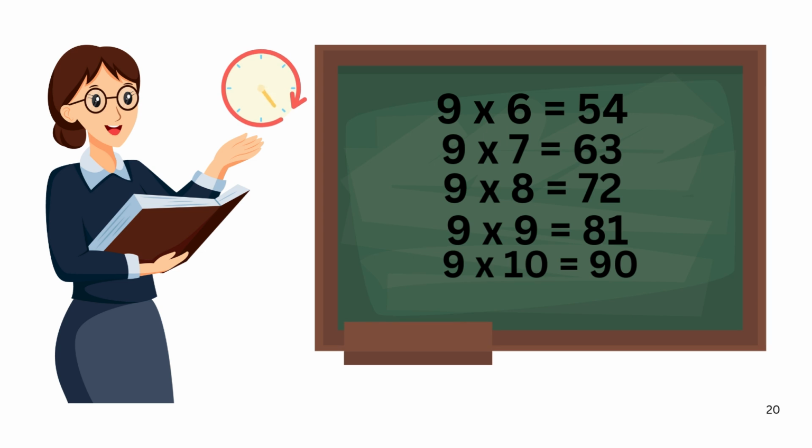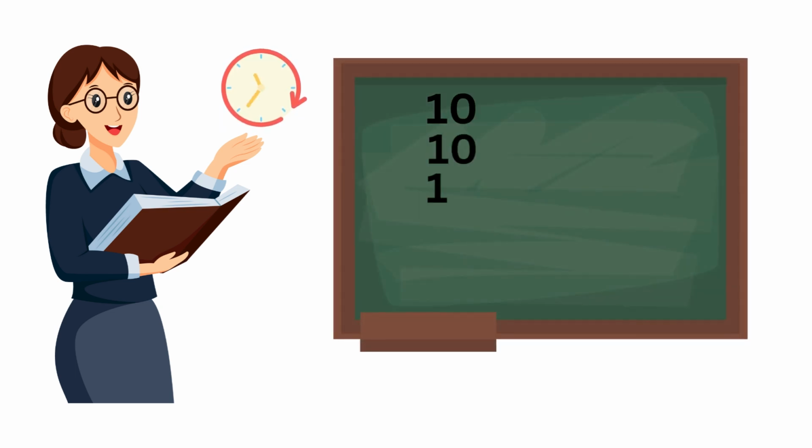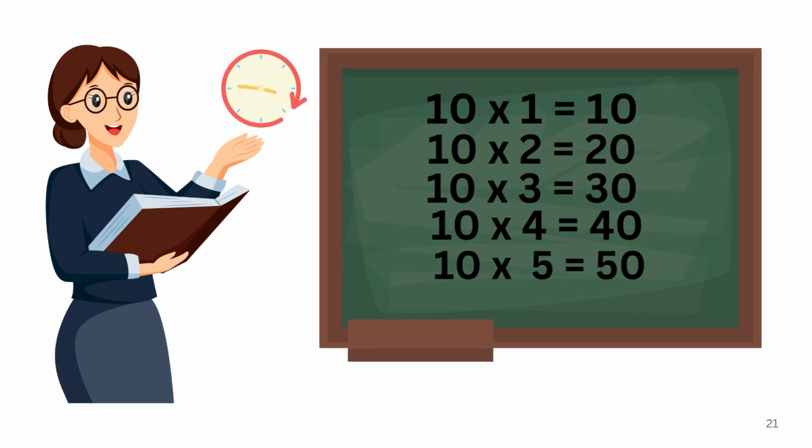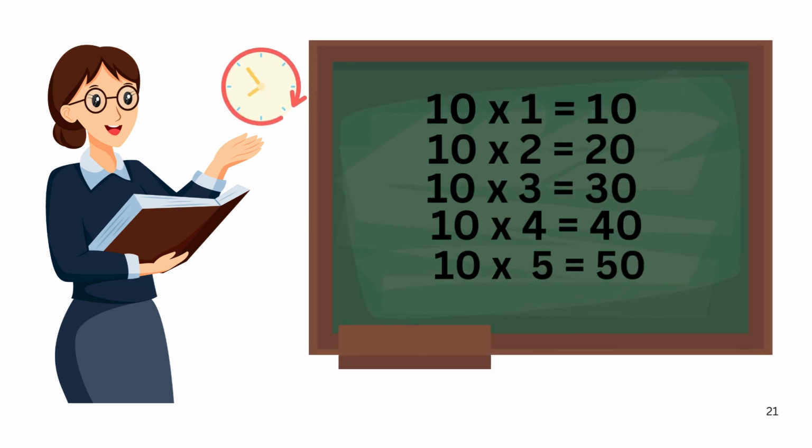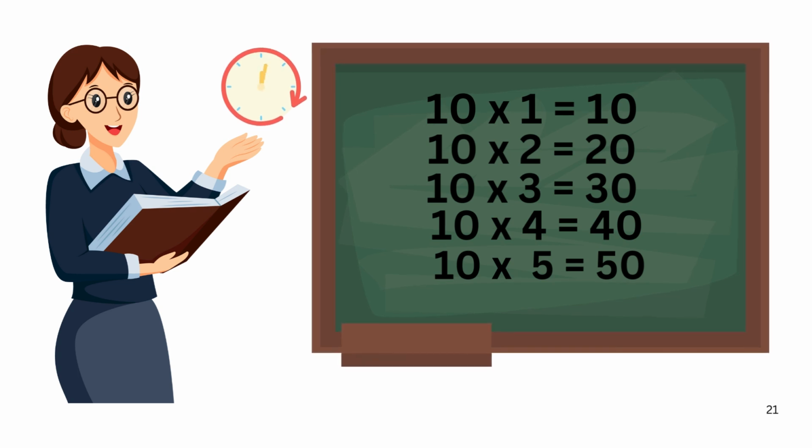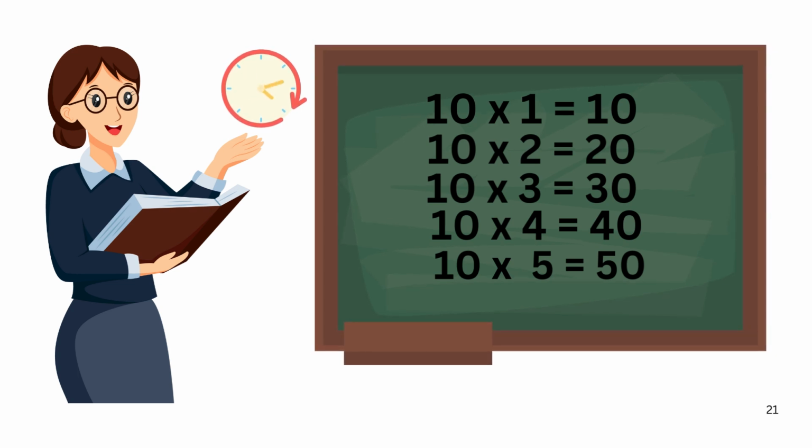9 multiplied by 8 equals 72. 9 multiplied by 9 equals 81. 9 multiplied by 10 equals 90. We just finished the table of number 9. Here next, we are on the table of number 10. Remember, whenever we multiply 10 by any number, the last digit always comes 0.